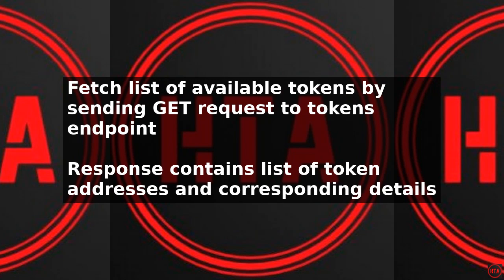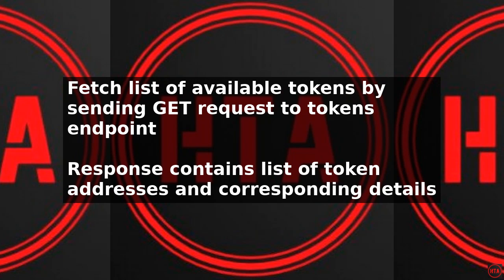To query the Uniswap interface via API, you can use programming languages like Python or JavaScript. You can use libraries like requests in Python or Axios in JavaScript to send HTTP requests to the Uniswap API endpoints. It is also important to handle errors and exceptions properly when querying the Uniswap API. This can be done by checking the status code of the response and handling any errors that may occur.